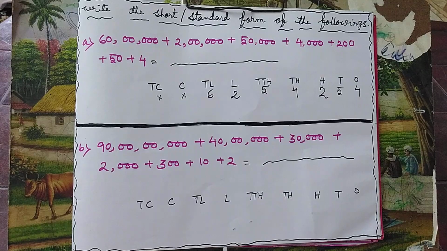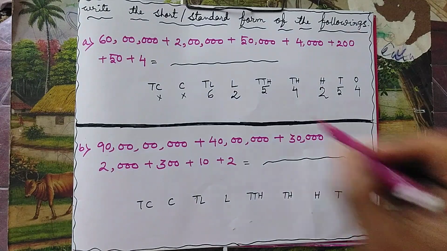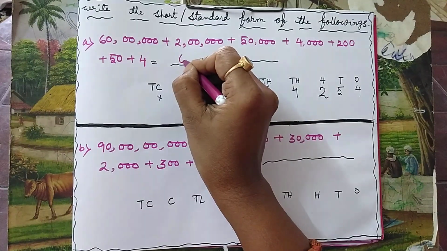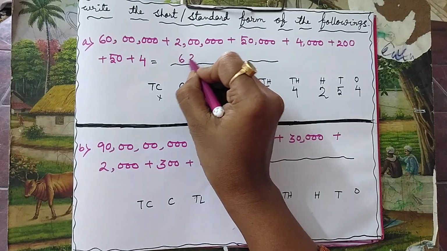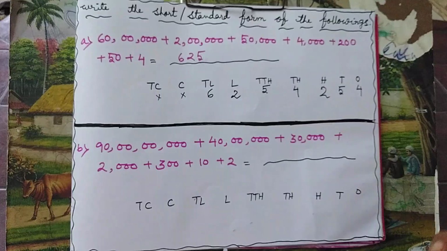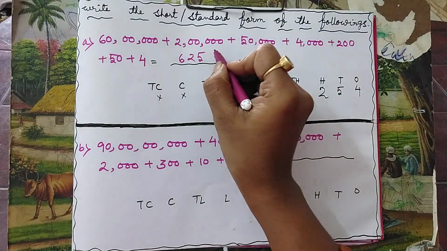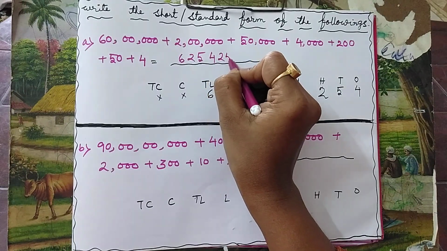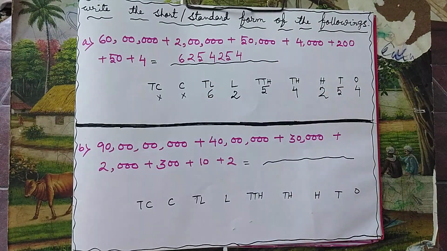So what is the number? The number is 6,2,5,4,0,0,4. Then go to the second example.